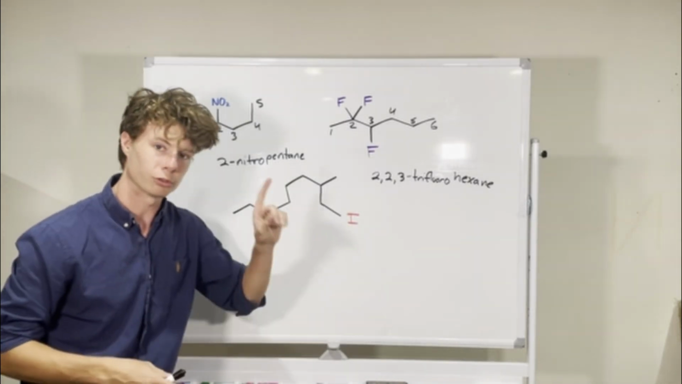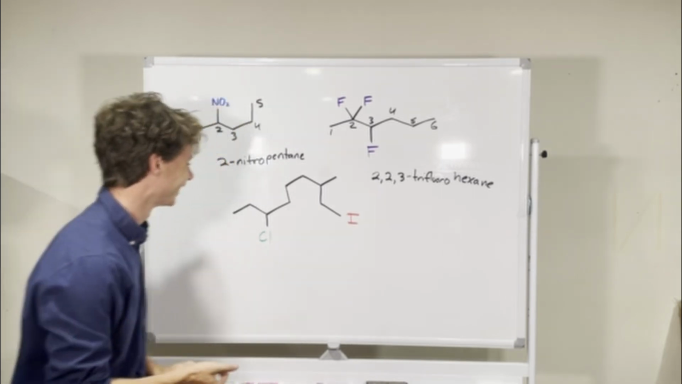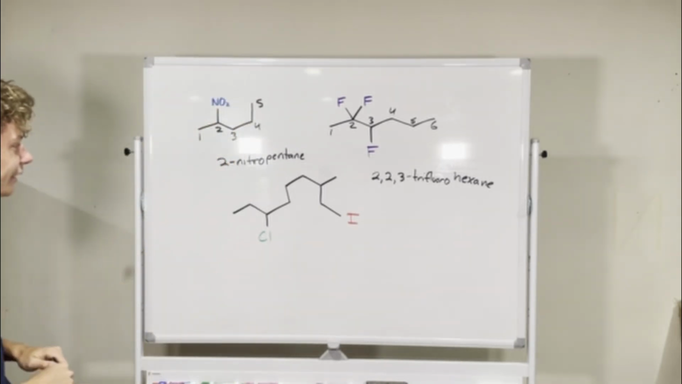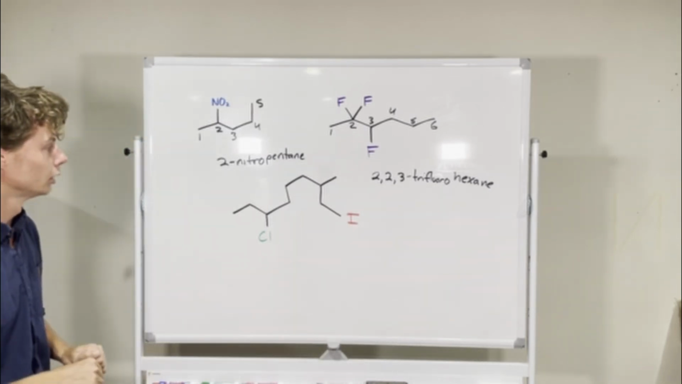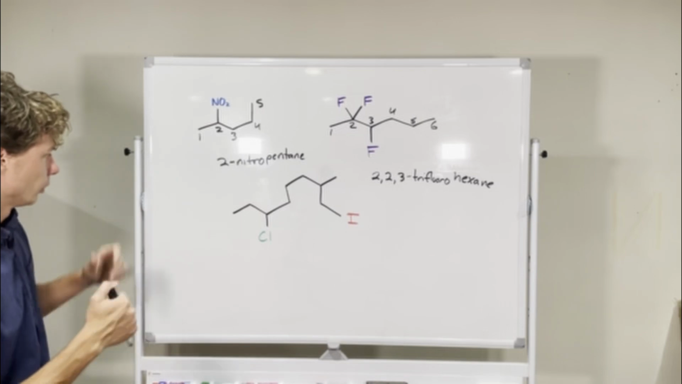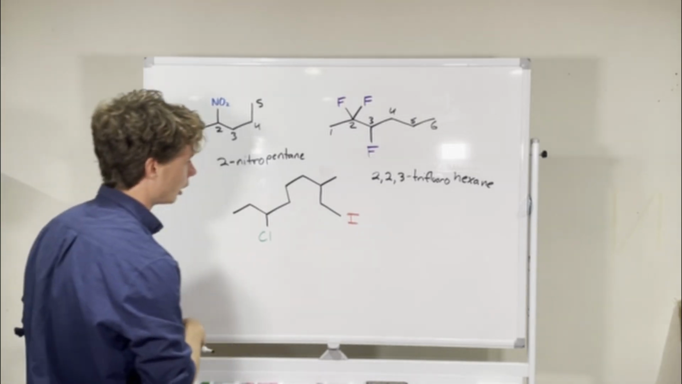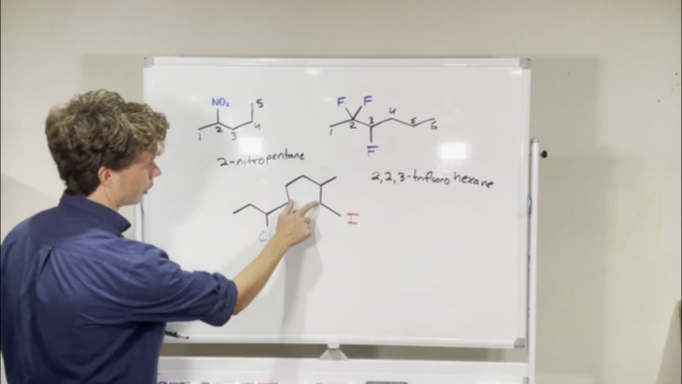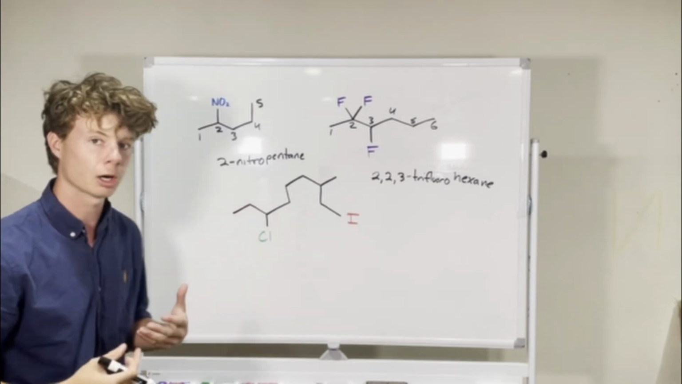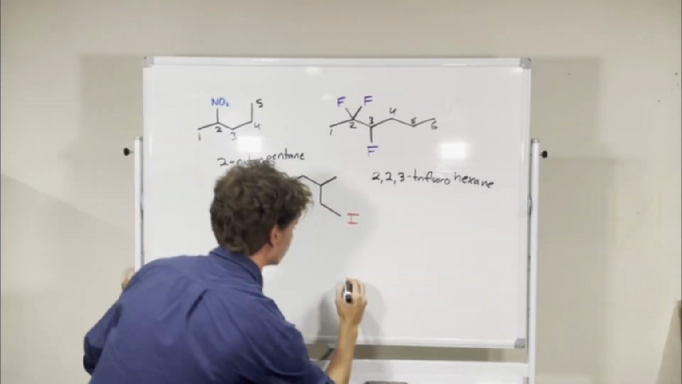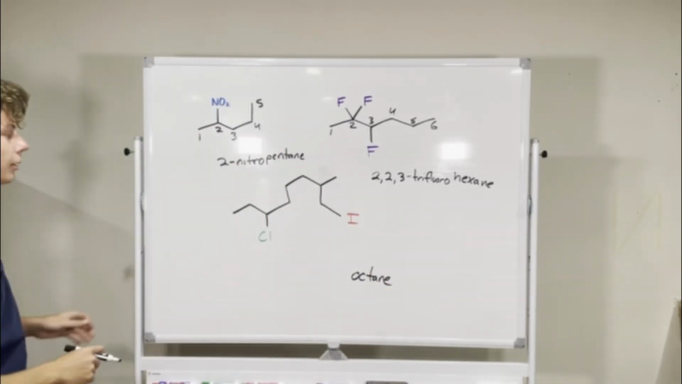Last example here. Again, try it on your own. Screw it up if you have to. That's the whole point. 2 groups here. I have a chloro group and iodo group. Longest carbon chain. Let's go ahead and see what we have here. Looks like to me 1, 2, 3, 4, 5, 6, 7, 8. 8 carbons, that's going to be octane. Hopefully I can space this out okay. Octane there.